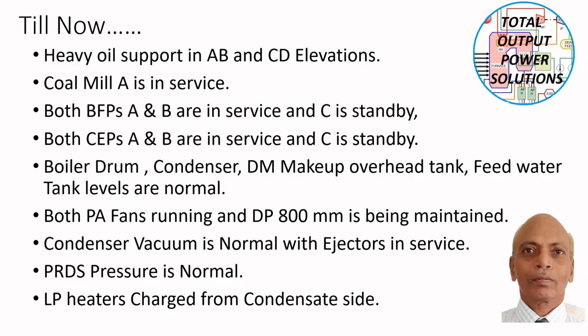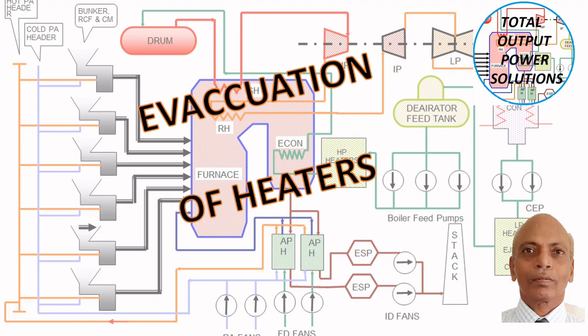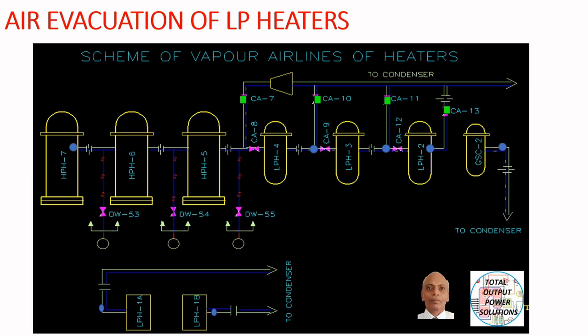Now, first of all, we carry out the activity of evacuation of heaters. Whatever may be there inside the heaters will be evacuated to the condenser. In the diagram you can see the air evacuation. LP heater 1A and B are both inside the condenser. Similarly, GC2 is also connected to the condenser, so it is already being evacuated.